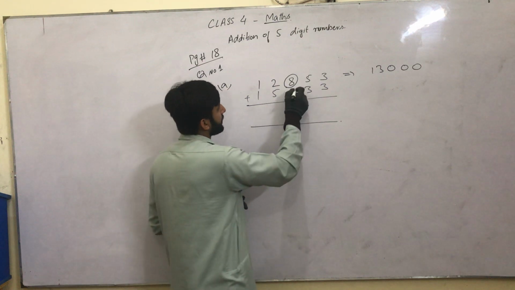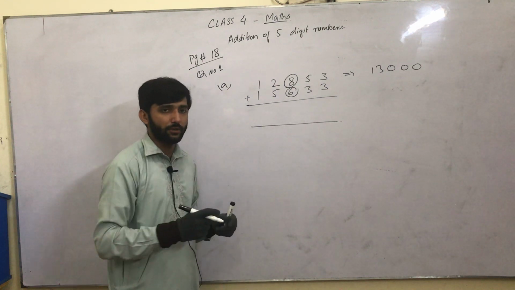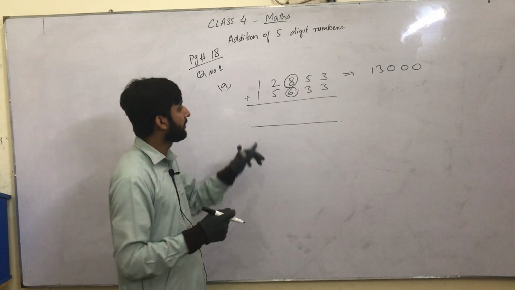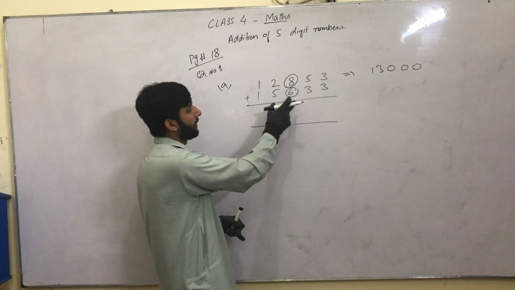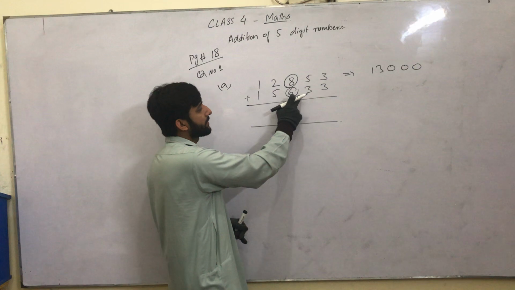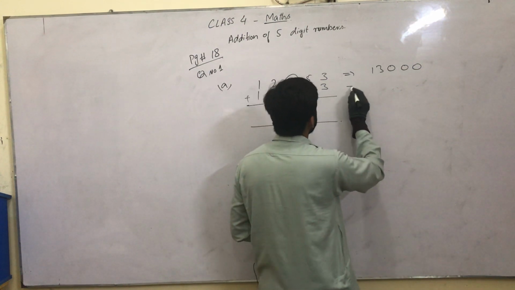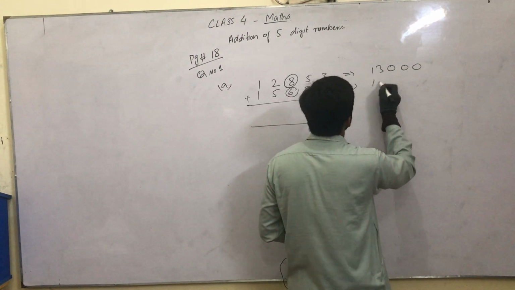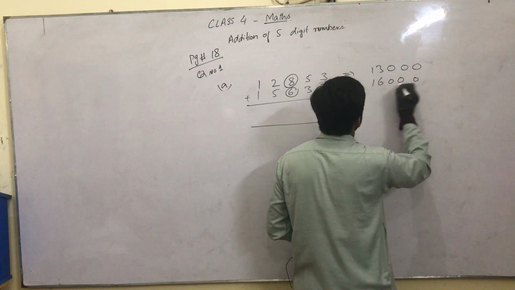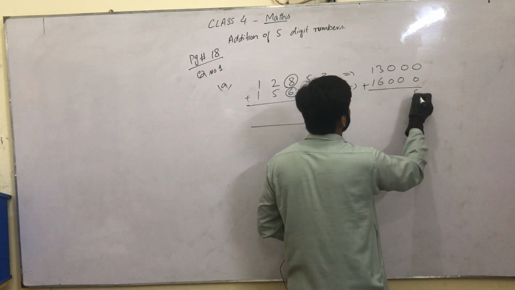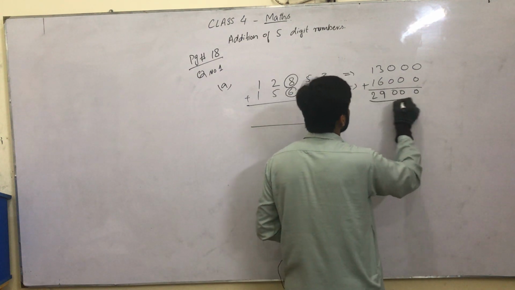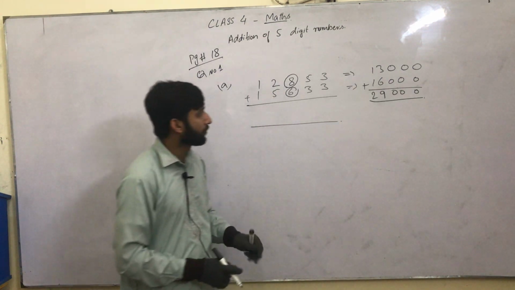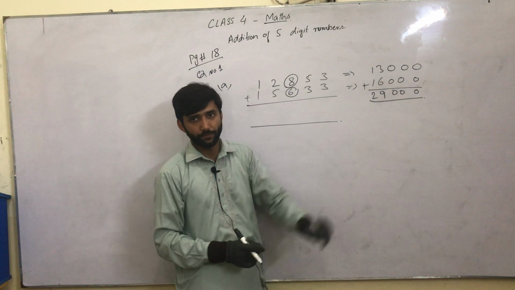Then 15,633. 600 is also above the mid value. The mid value is 15,500, but here the number given is 15,600, so this figure will be taken as 16,000. Add 0, 0, 0, 6 and 3, 9, and 1 and 2. So the estimated value of the given question is 29,000.